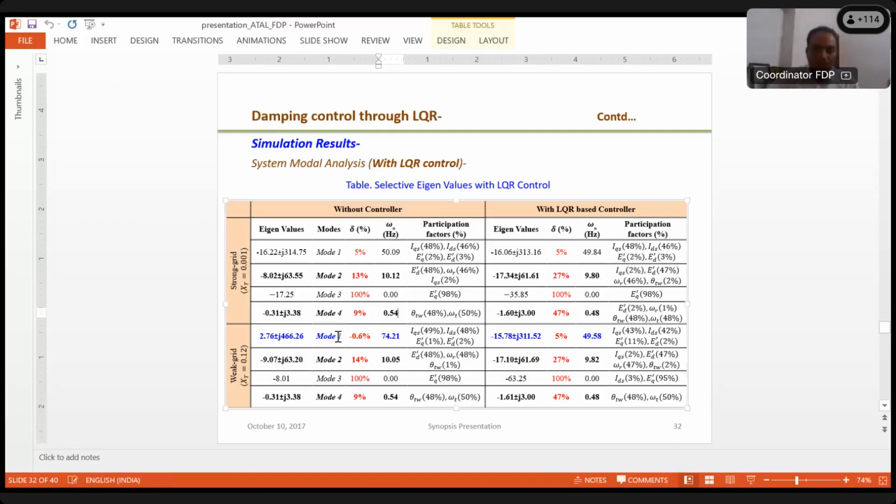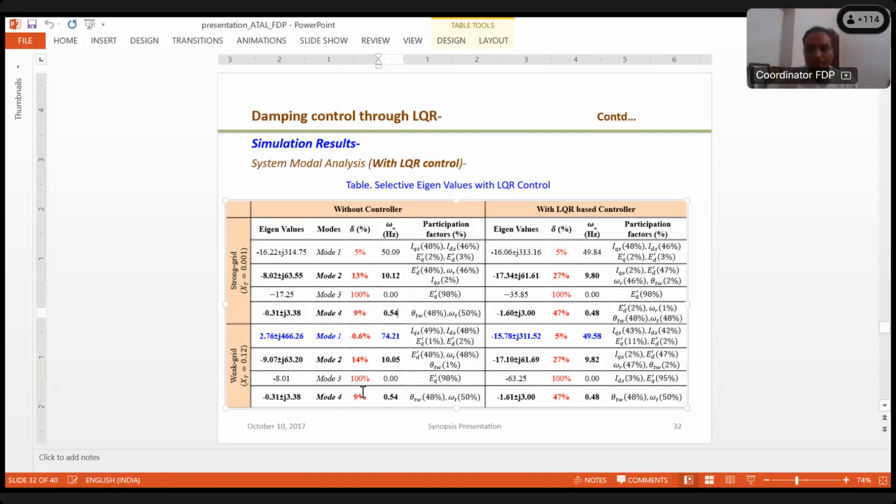Similarly, if the grid is very weak, then it may sometimes happen that the system becomes unstable, since it can be seen that there is negative damping. So in this case, the generator will not feed the grid or not work at all. With the help of LQR, this improves, from minus 0.6 to 5%. So if there is the LQR controller, then it will work perfectly.